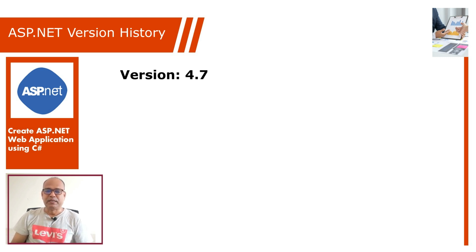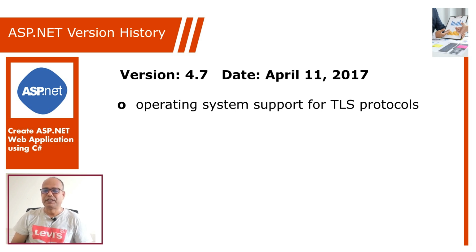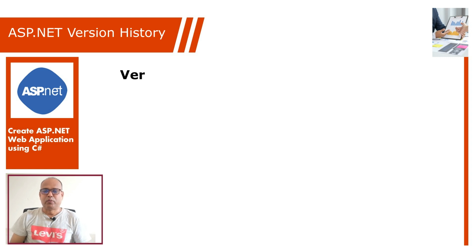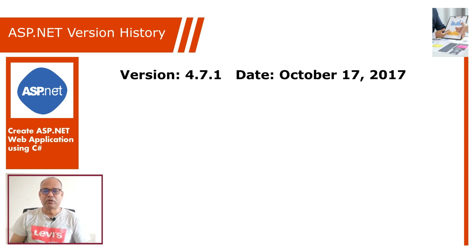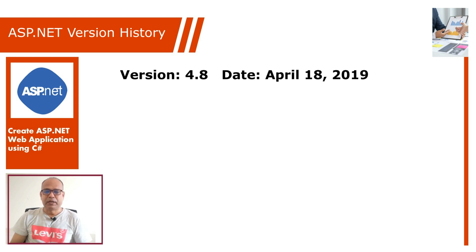Version 4.7 was released April 11, 2017. Operating system support for TLS protocols is the main feature. Version 4.7.1 was released October 17, 2017. New features are improved accessibility, value tuple types serialization, SHA2 support, and integration with Visual Studio 2017. Version 4.8 was released April 18, 2019, and it is integrated with Visual Studio 2019.